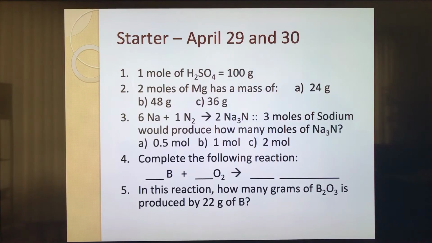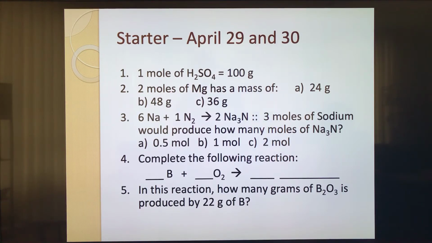All right, I gave you a little bit of time to work on that. Hopefully it went well for you, and we're going to go through a few answers here. So that first one, was one mole of H2SO4 100 grams, true or false? Number two, 2 moles of magnesium have a mass of 24 grams, 48 grams, or 36 grams, and you picked the right answer for 2 moles of magnesium.